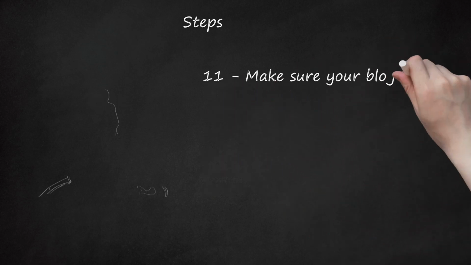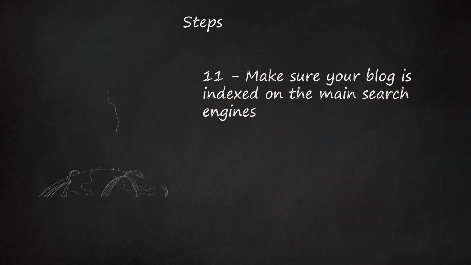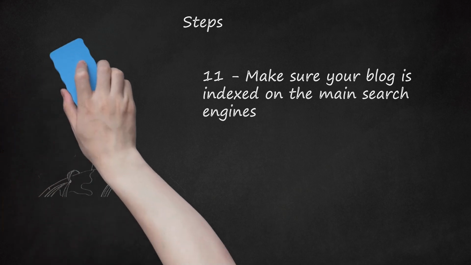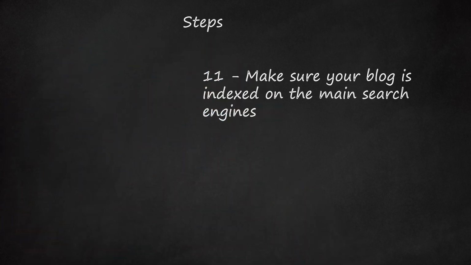11. Make sure your blog is indexed on the main search engines. Even if it is indexed, it probably won't be on the first few page results for general keywords until it has gained significant popularity. To test if it is indexed, just type the blog address in the search engine and see if it comes up. If not, submit your URL to be indexed. This is especially easy to do on Google.